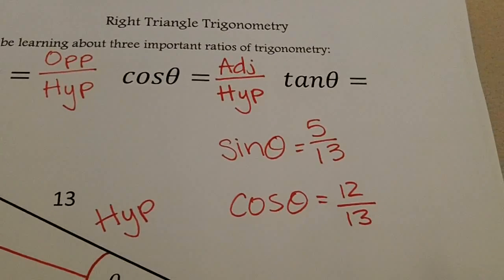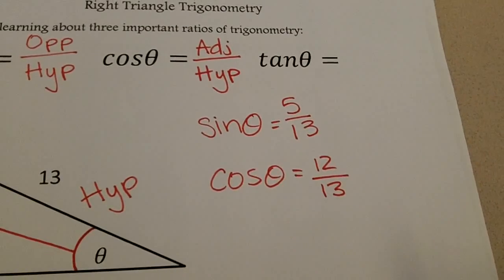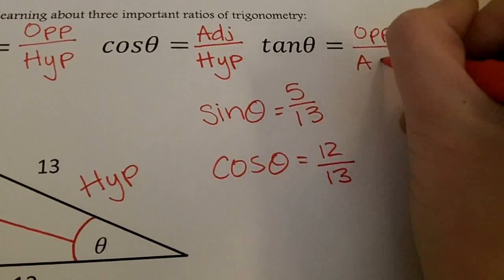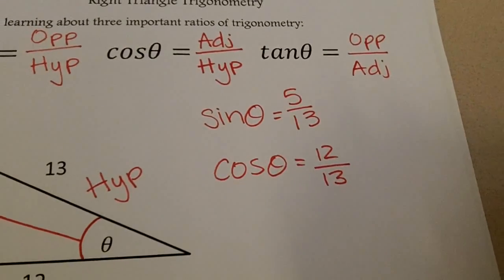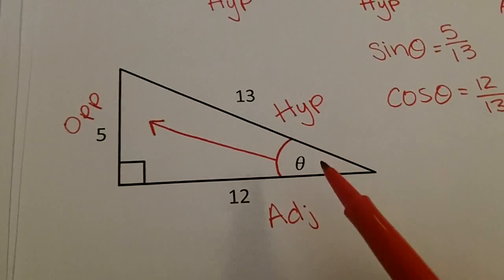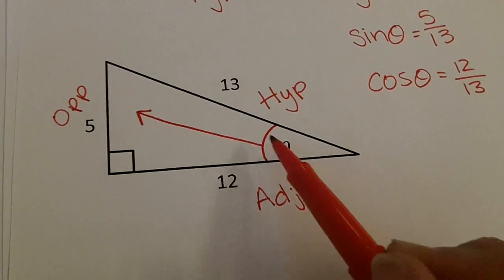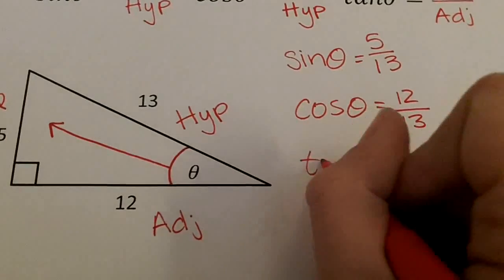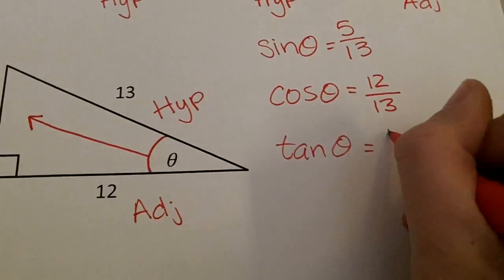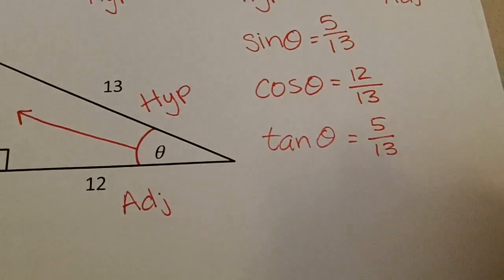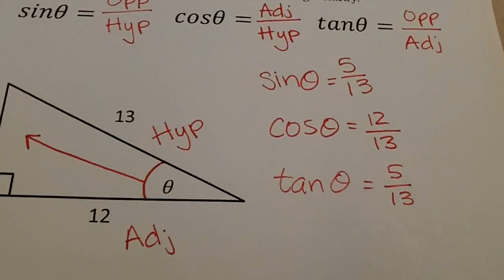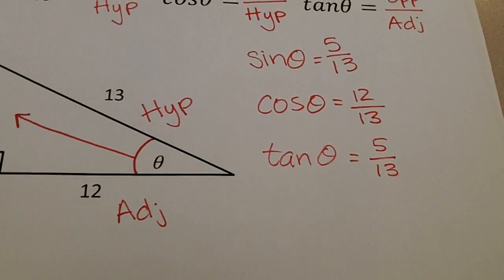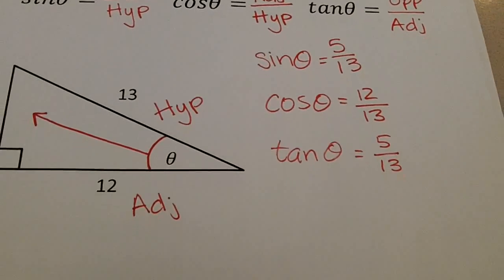And the third trigonometric function is tangent. The tangent of an angle is the ratio of the opposite side divided by the adjacent side. So in this triangle, the tangent of theta is 5 over 12. Typically, when we do these trigonometric ratios, we're going to leave our answers as simplified fractions. Let's try another one.